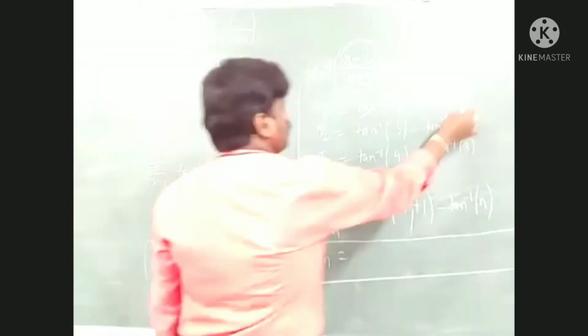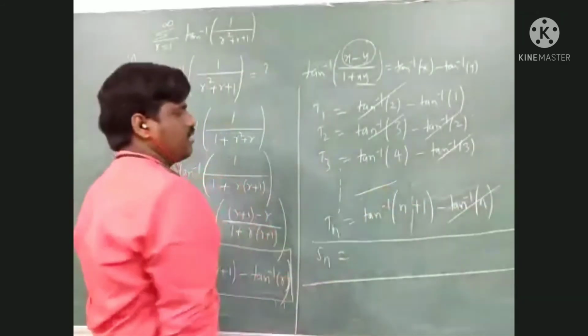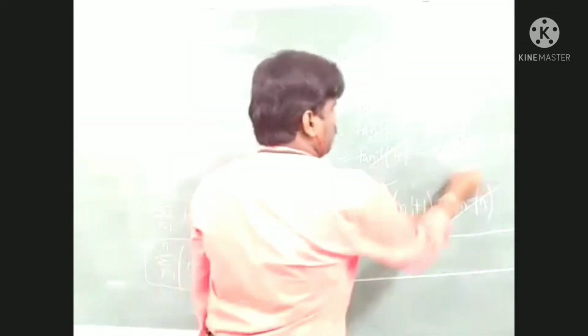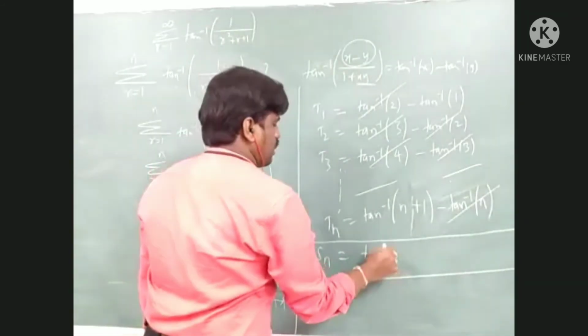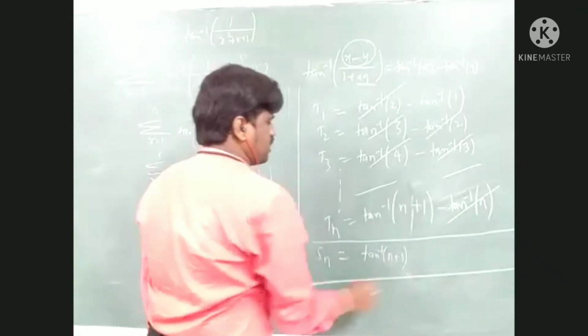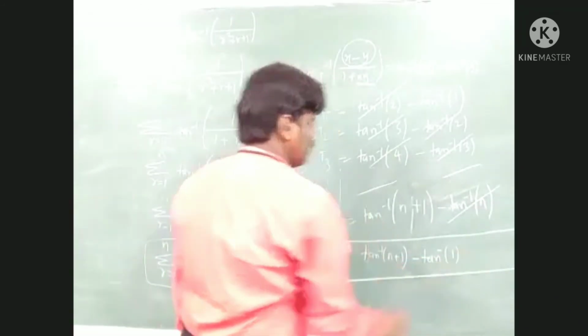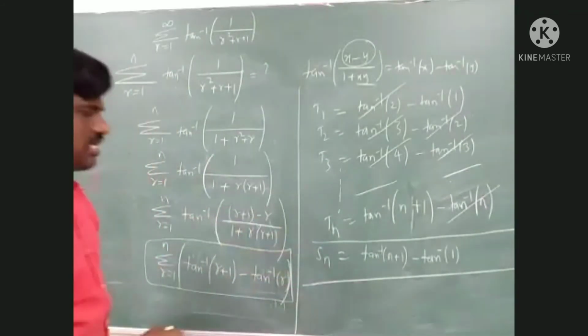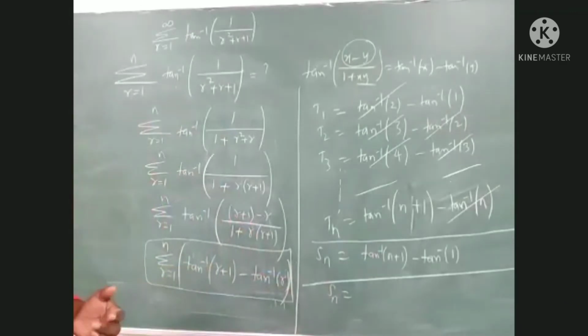See, tan inverse 2, tan inverse 2, tan inverse 3, tan inverse 3, this back and this back out. Okay, this front, this will be out. So what is left here? Tan inverse, as per the previous I explained, tan inverse n plus 1 minus tan inverse 1 I will get. So summation of this will be how much I am getting? Sn is equal to tan inverse n plus 1 minus tan inverse 1.